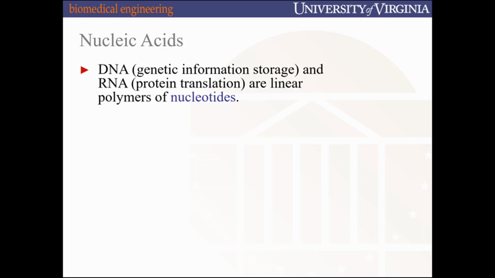The last molecular building block for the cell that we're going to talk about today is nucleic acids. These include DNA, which is used for genetic information storage, and RNA, which is used for protein translation, a form of genetic information retrieval. Both DNA and RNA are long linear polymers of nucleotides. A nucleotide is this slightly complicated molecule, so let's go through the pieces of it one at a time.